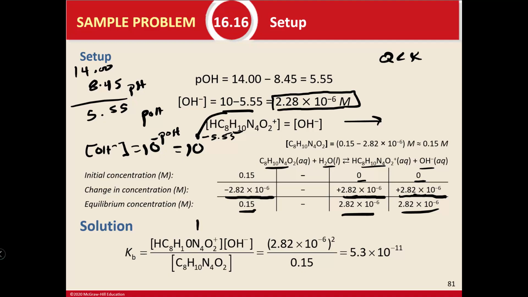I plug those into this equation. I'm going to get 2.82 times 10 to the negative 6 squared, just that times that, divided by 0.15 minus, which is what we have. And you say, that's the same as this. Yeah, look, notice how much it's changing. This doesn't even register to the hundredths place. All right? And our answer is 5.3 times 10 to the negative 11.